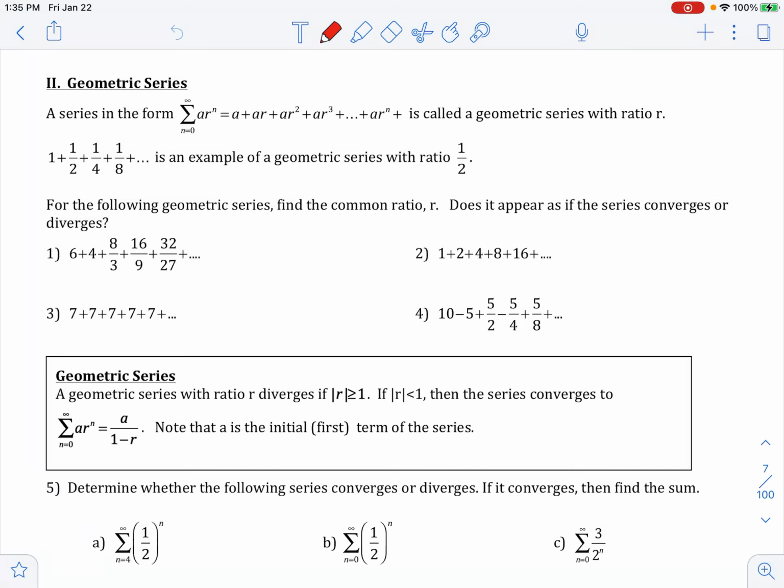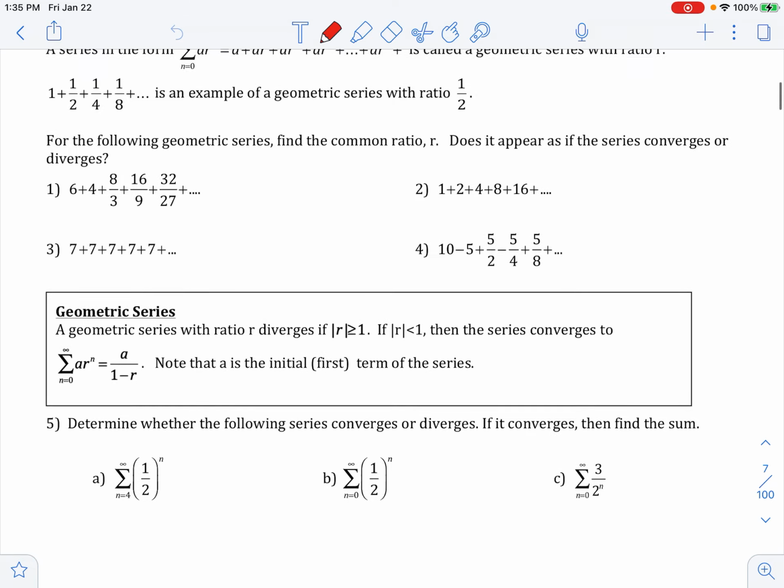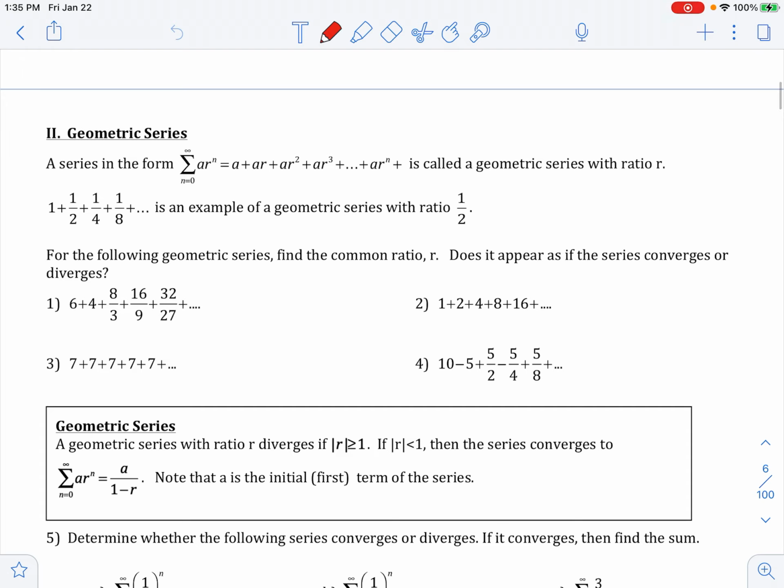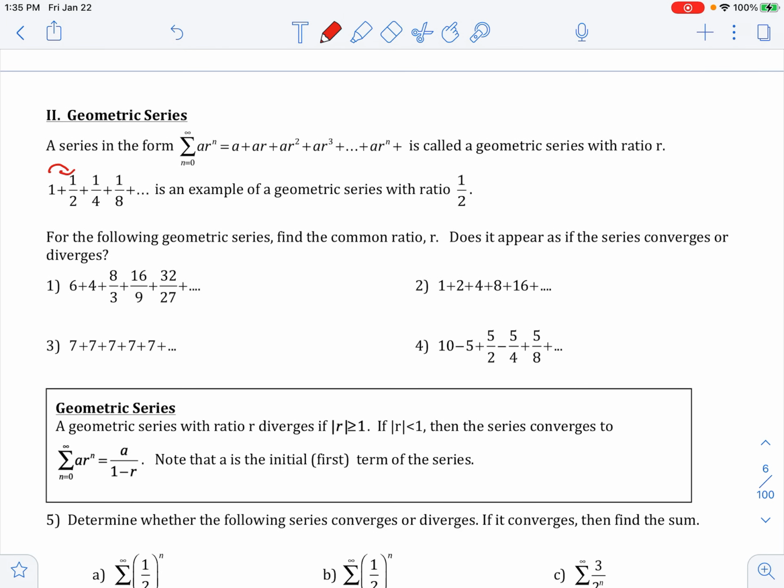One particular series that we are interested in is what is called a geometric series. And a geometric series is, remember, a series is basically a summation of numbers. So a geometric series is a summation of numbers, but what happens from one number to the next number is you're multiplying by the same number every single time.